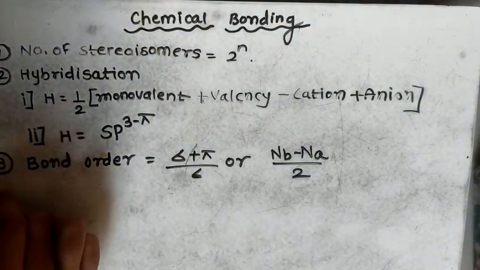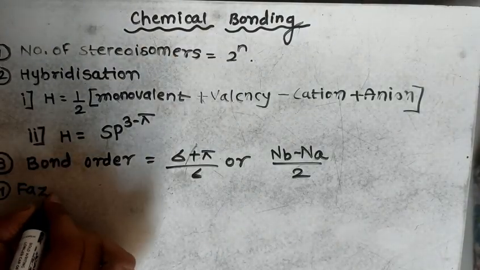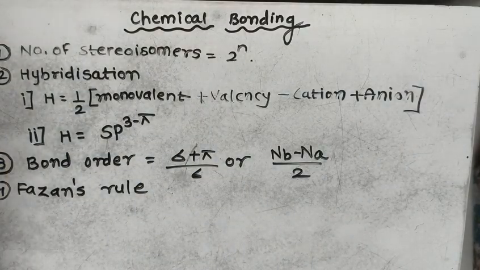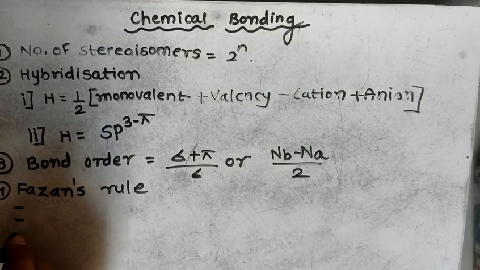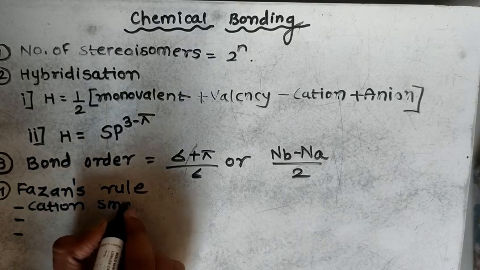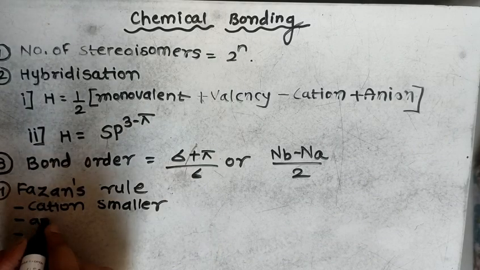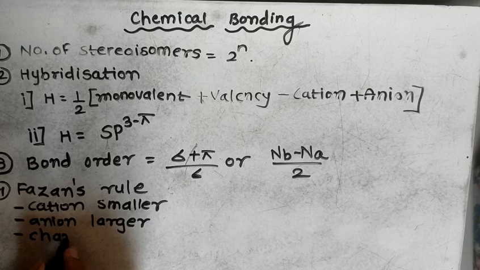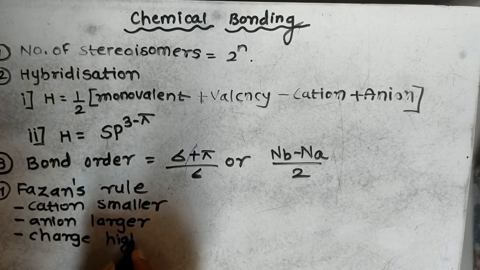Let me tell you about Fajan's rule. Through Fajan's rule, we need to calculate the covalent character and the ionic character, which is dominated by which and by how much. We have to remember some tips, like wherever the cation is smaller, the anion is larger and the charge is higher.